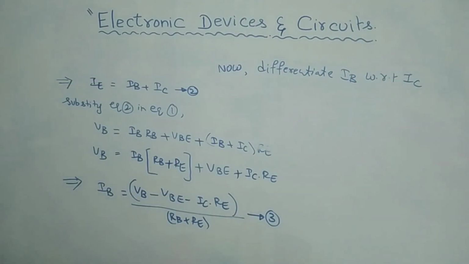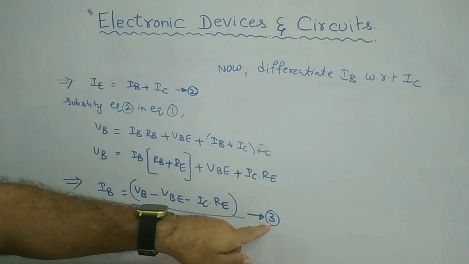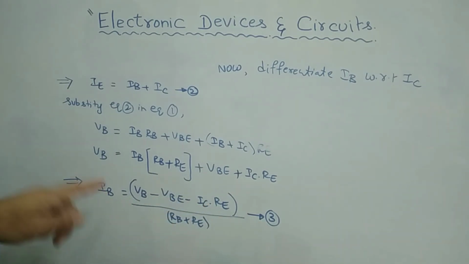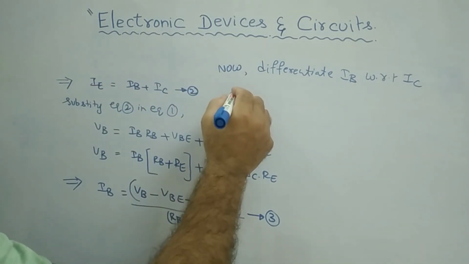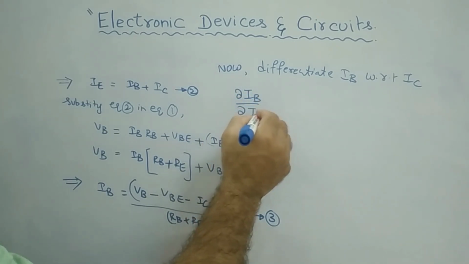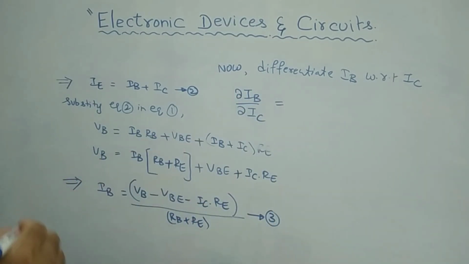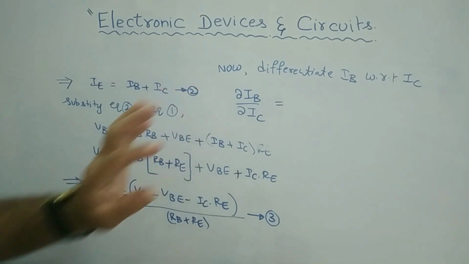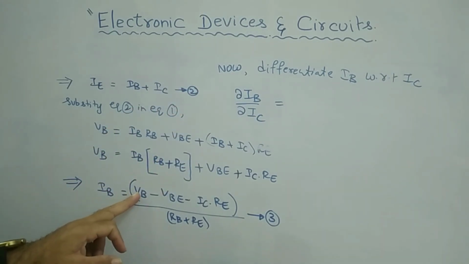IC. That means you are differentiating equation 3 with respect to IC. Therefore, what will you get? dou IB by dou IC is equal to, that is the meaning of it. So dou IB by dou IC is the differentiation of IB with respect to IC. Then what you will get, VB minus VBE.